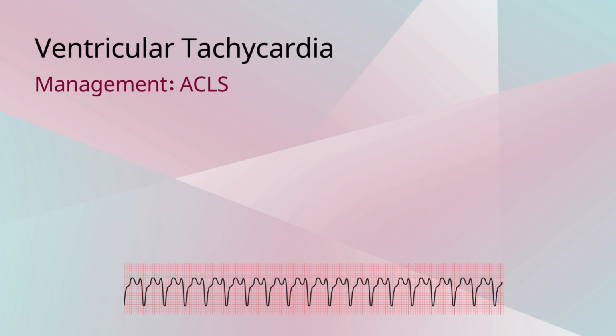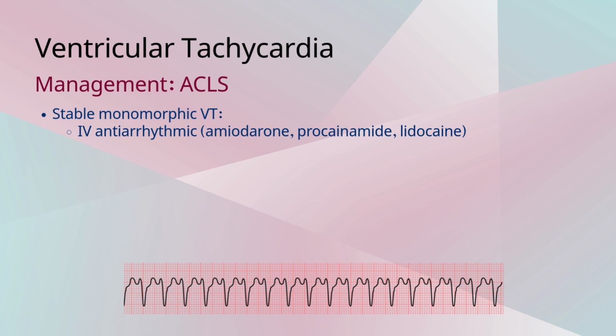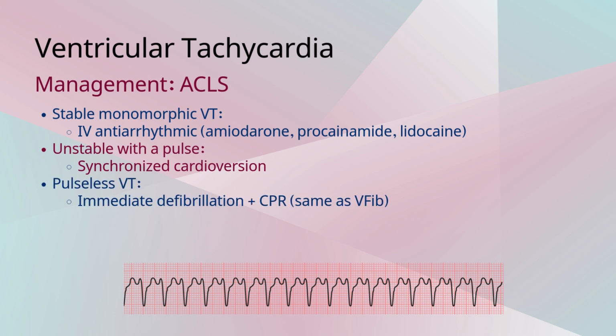Management depends on stability, and again, we're going to go back to the ACLS algorithm. If the patient is stable with a pulse, give antiarrhythmics, most commonly amiodarone, but procainamide or lidocaine are also options. If the patient is unstable but still has a pulse, the treatment is immediate synchronized cardioversion. And if the patient is pulseless, the treatment is immediate unsynchronized defibrillation with CPR, just like ventricular fibrillation.